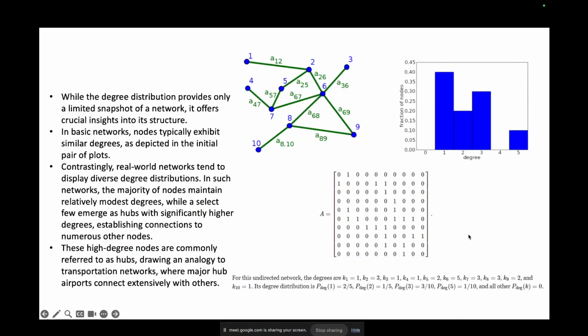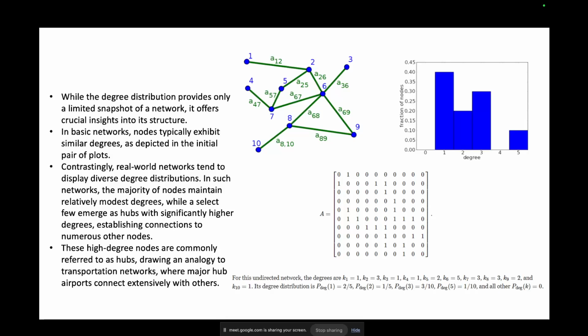Similarly, you can calculate the probability of finding a node with degree k equal to 2. In this case, I think the fourth node and the ninth node, just two nodes with degree k equal to 2. So 2 by 10, which translates to 1 by 5. And now you calculate all of these: the probability of finding a node with degree k equal to 1, k equal to 2, k equal to 3, k equal to 5, and so on, depending on which is the highest. In this case, it's k equal to 5.